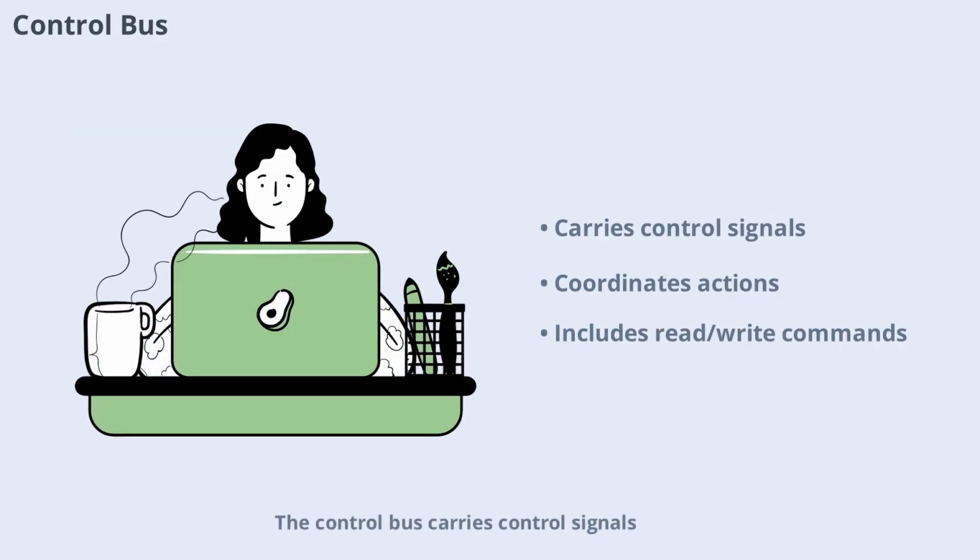The control bus carries control signals from the CPU to other components, coordinating their actions. These signals include read-write commands, interrupt requests, and clock signals. The control bus ensures that all parts of the computer work together harmoniously.